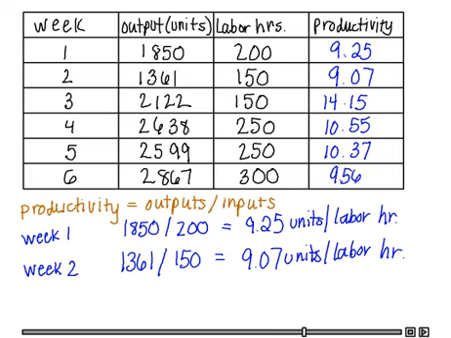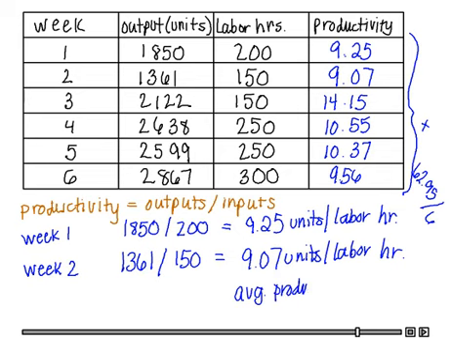And if we want to calculate what the average productivity has been over the last 6 weeks, we can take all these numbers, add them together, and you should come up with 62.95, and then divide that by 6 weeks, so we get an average productivity figure of 10.49 for 6 weeks.